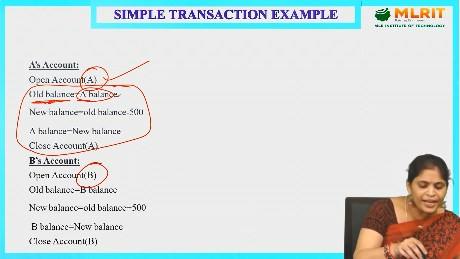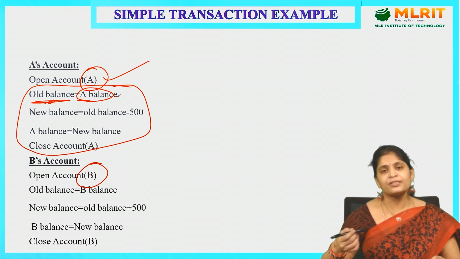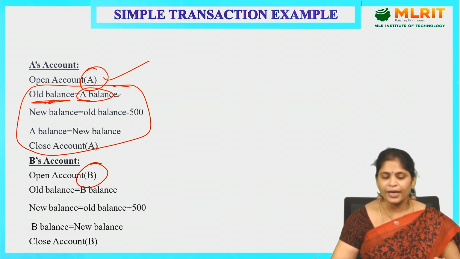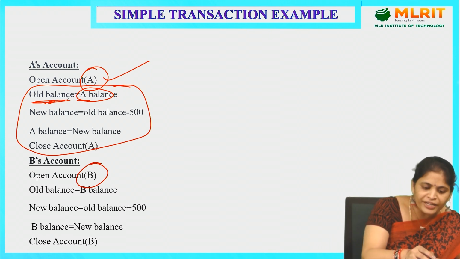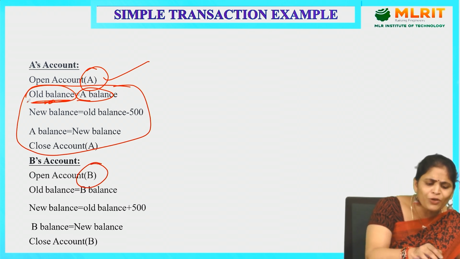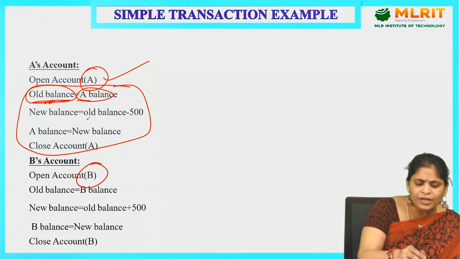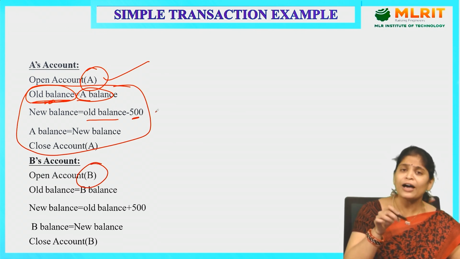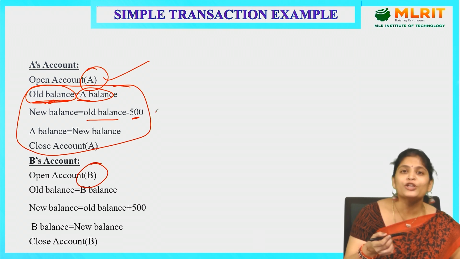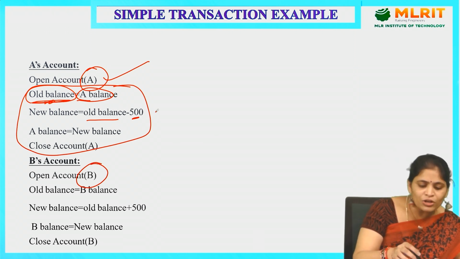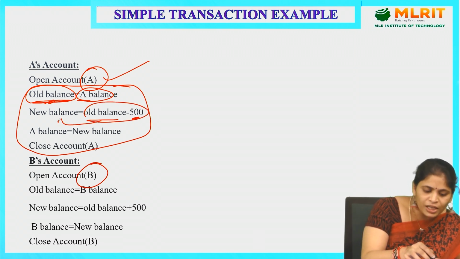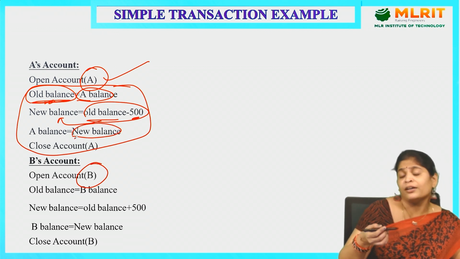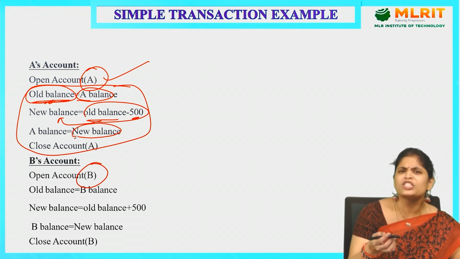Next, what is the next step? I want to deduct 500 rupees from my account. So, I want to subtract 500 rupees from my old balance. Here, old balance minus 500. Now this balance becomes the new updated balance. Clear? So, this is the new balance. Now the account holder A's account contains the new balance.